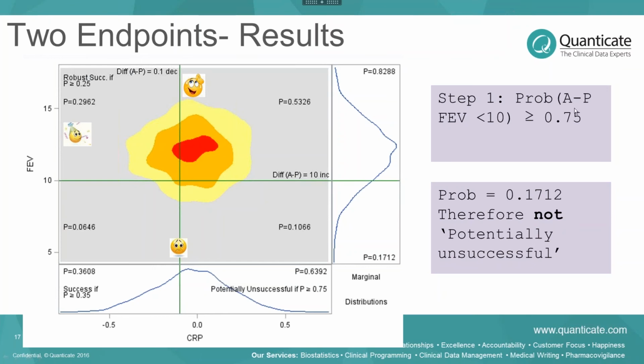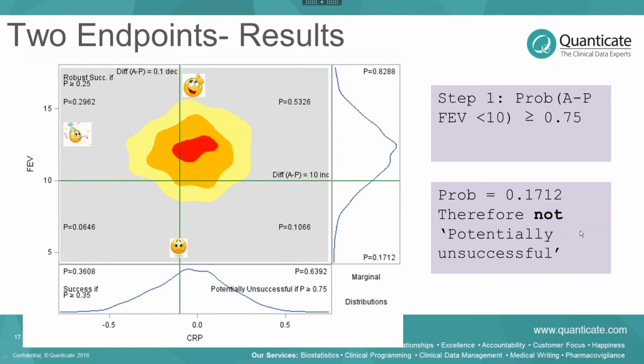so we go through each step at a time. So the probability of the FEV being less than 10, so that's in this section here, is less than 0.75 because it was actually 0.1712. So therefore, the first step is not potentially unsuccessful.